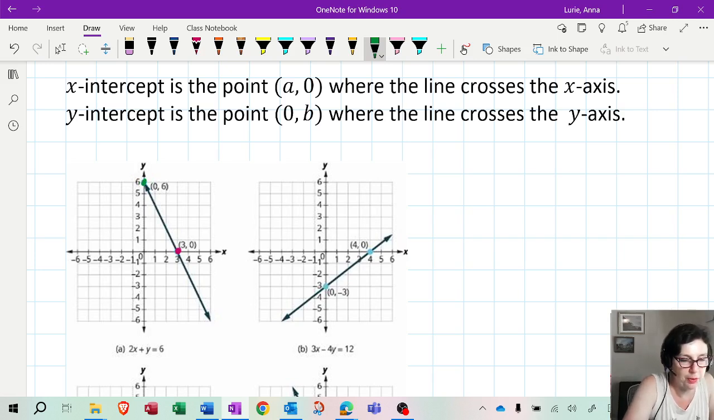Now, notice something about these intercepts. This is the x-intercept, right? And then this is the y-intercept. So what do you notice about them? For the x-intercept, the x-coordinate is not 0, and the y-coordinate is 0. And then for the y-intercept, it's vice versa. The y is not 0, and x is 0. Okay, so that's always going to happen. The x-intercept has an x value that's not 0, and y is 0. The y-intercept is the opposite. The y value is not 0, but the x is 0.